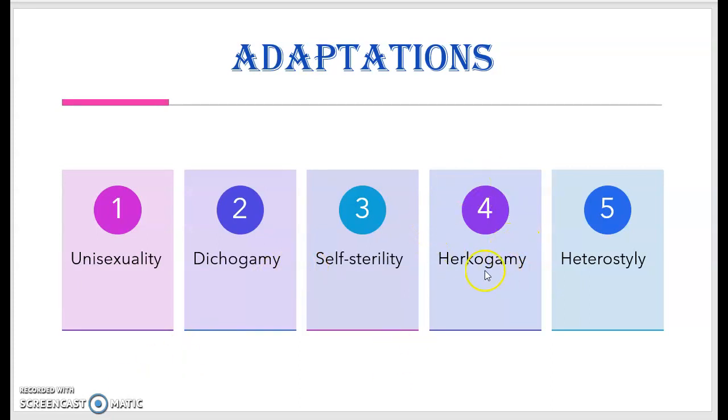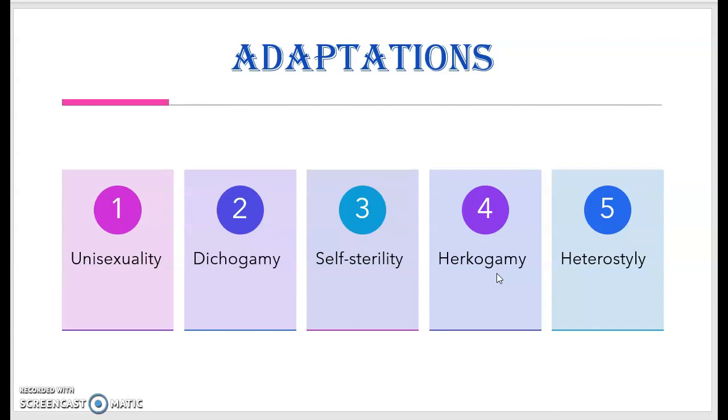Now the next topic is hercogamy. How to pronounce this? Hercogamy. So hercogamy is literally translated as a mechanical barrier for pollination or a mechanical barrier for fusion of gametes. So hercogamy means a mechanical barrier which stops the fusion of gametes. So what is this? When the pollen grain matures in a flower, the stigma will naturally have a structure to stop the falling of pollen grains onto the same stigma.